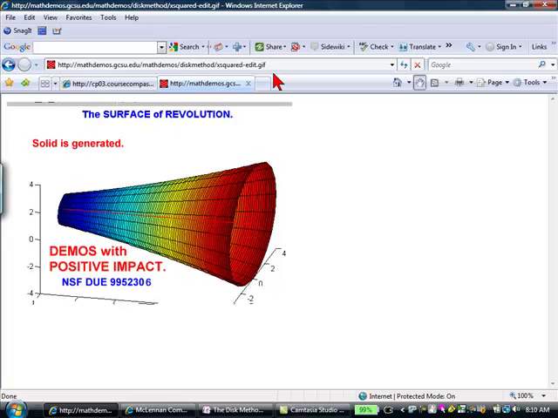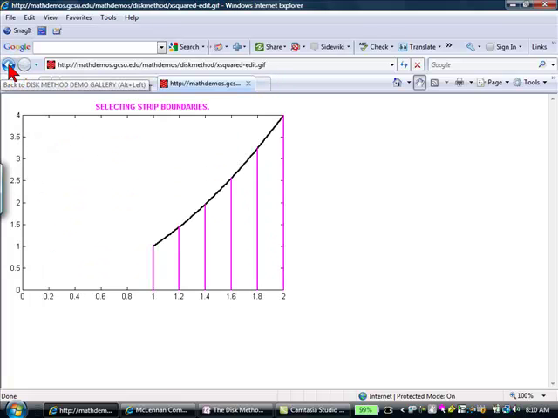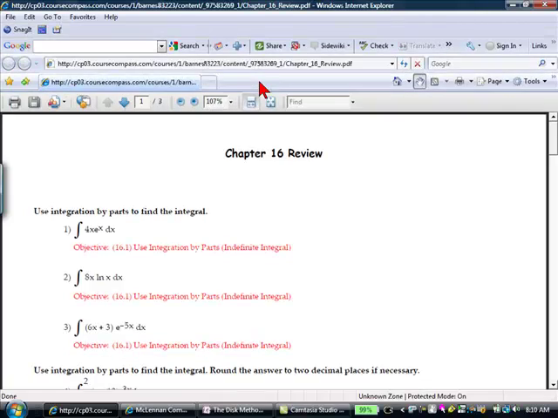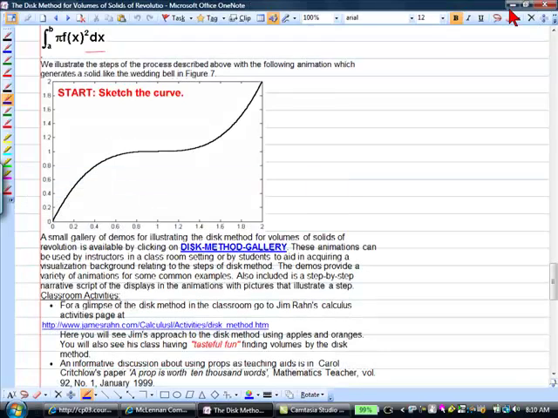You can try that with all the different... I don't want to close that. I want to close that one. Oh, I didn't want to do that either. Okay, there we go. Anyway, you could go through and look at this gallery and look at the different functions and see how they rotate. That might give you a better sense of what we're doing. Okay?